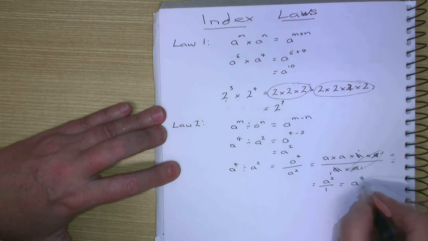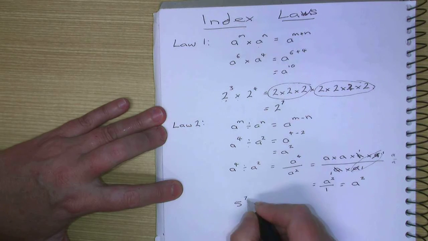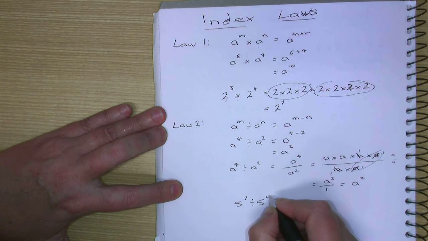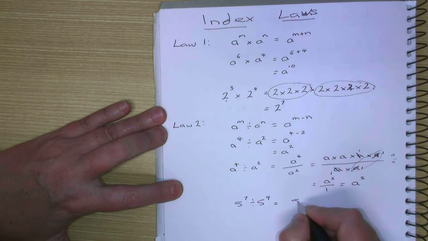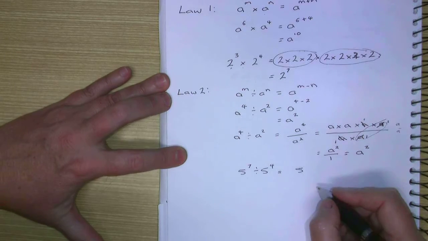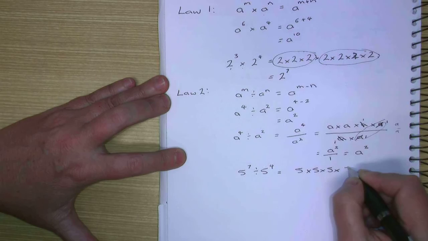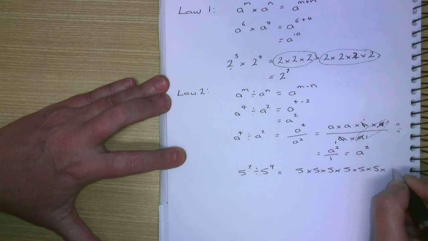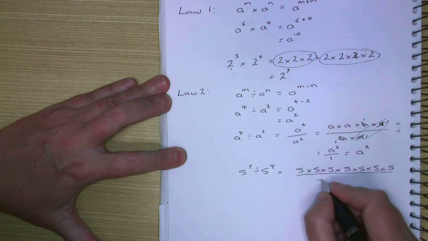So if I do it with numbers, if I have 5 to the 7 divided by 5 to the 4, I could write that out in expanded form. Let's move that up. 5 times 5 times 5 times 5, 2, 3, 4, 5, 6, 7. So I've got 7 5s on the top, and I've got 4 5s on the bottom.